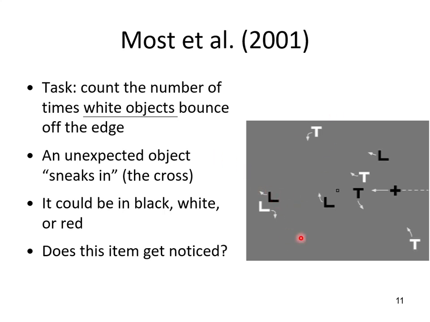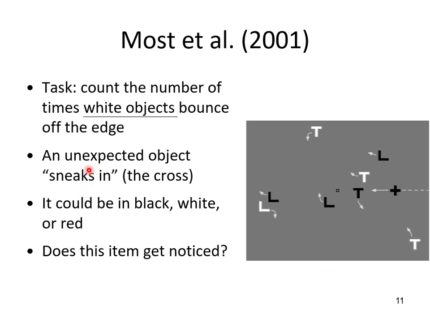Okay. So let us first look at this task. This task is basically just the same as the gorilla experiment. So your task is to count the number of times white objects bounce off the edge. These objects are all moving around the screen, and you need to count how many times these white objects bounce off the edge. Okay?